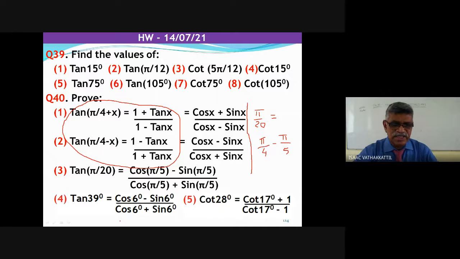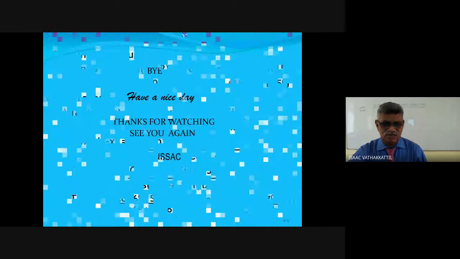Tan 39 degrees, you know, 39 degrees is 45 degrees minus 6 degrees. And cot 28 degrees, you have to apply the cot formula. I have not exercised cot, but you know how to do it. Cot 45 minus 17, cot of A minus B is cot A cot B plus 1 upon cot B minus cot A. So be careful about applying that, and that is all for the day.